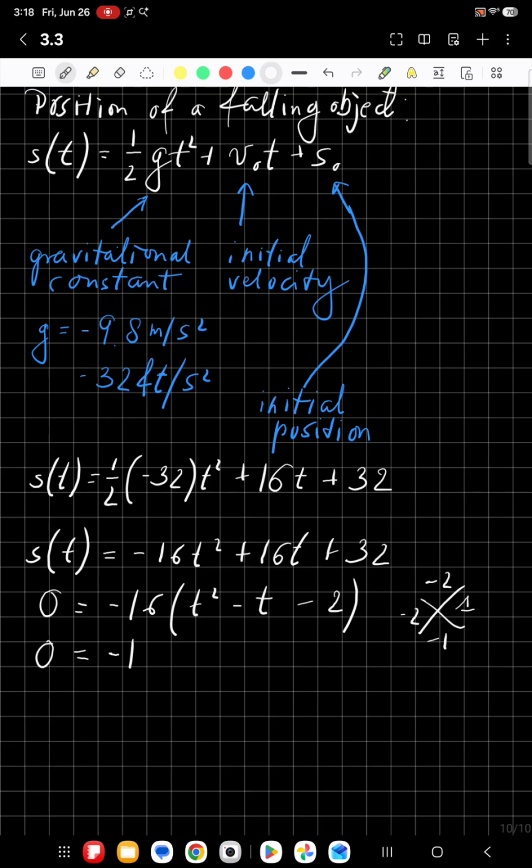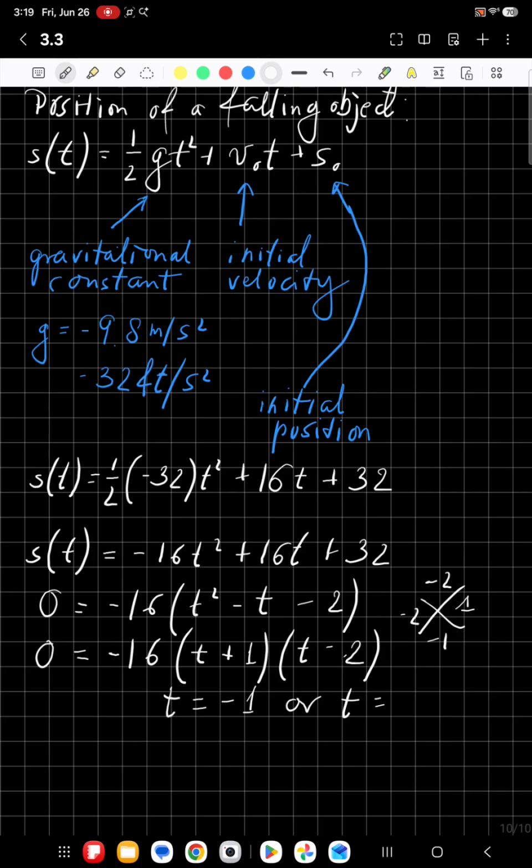So we have negative 16, and then I'm putting those two numbers, 1 and negative 2. It's factoring, I hope you're familiar with this. So t plus 1 and t minus 2, sorry. Now I'm figuring out when this whole expression is going to be 0. That's going to happen for t equals negative 1 or t equals 2.